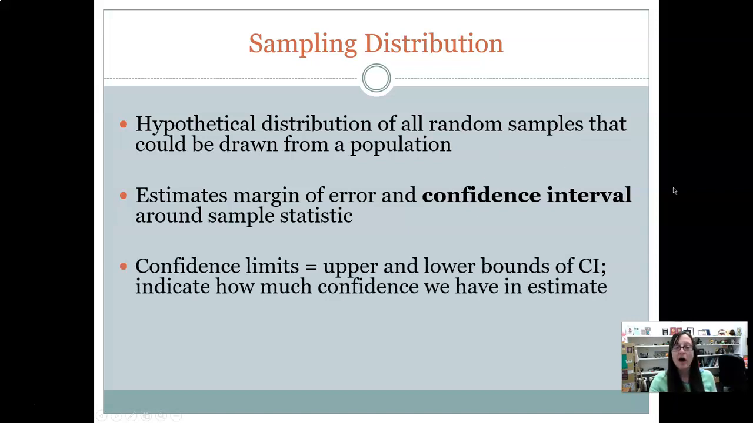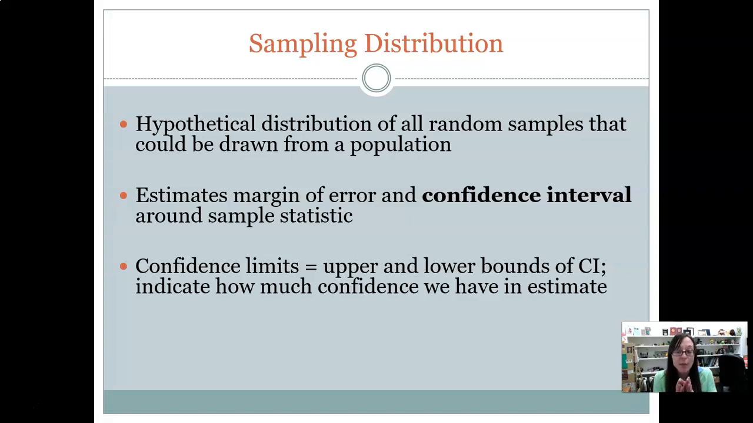So these confidence limits are the upper and lower bounds of the confidence interval. You're going to have your sample statistic in the middle, and then the upper confidence limit and the lower confidence limit. That basically tells you how much confidence you have in the estimate. Because if you have a really big confidence interval that covers almost the entirety of possible values of whatever the variable is, that means you have no confidence in your sample statistic.